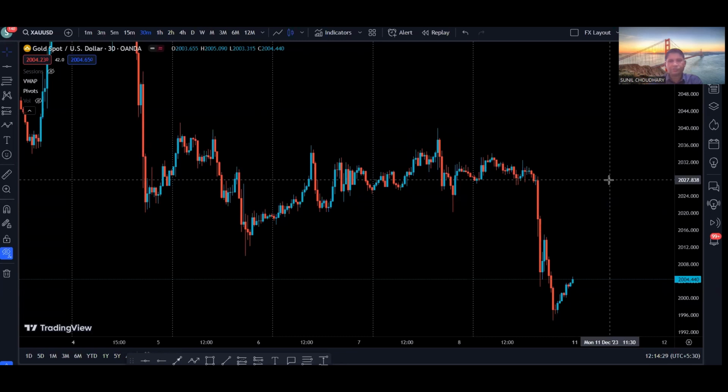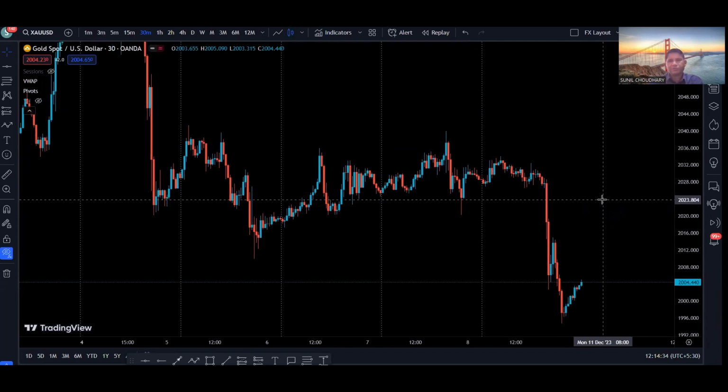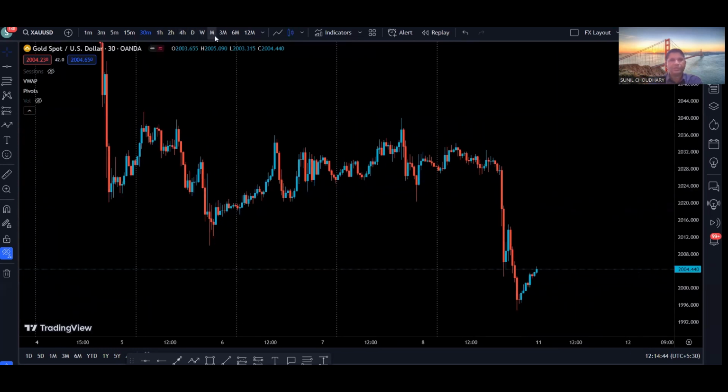So as usual, we will start our analysis with the monthly time frame, and then we will go down to lower time frames: weekly, daily, 4-hour and 30 minutes time frame. Also on the 30 minutes time frame, we will talk about some intraday and scalping setups which we can look for in the coming weeks. So without wasting any time, let's get started.